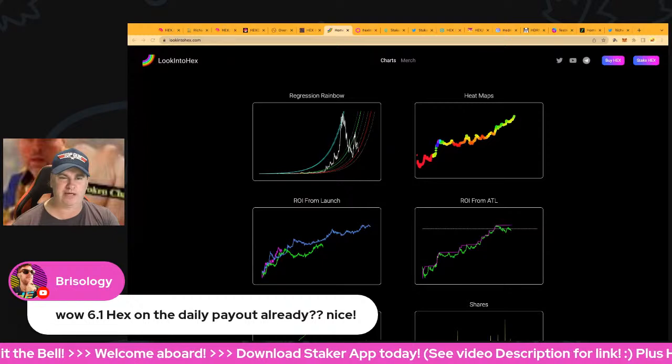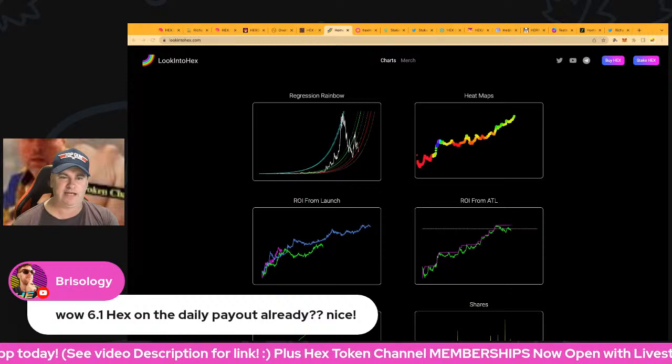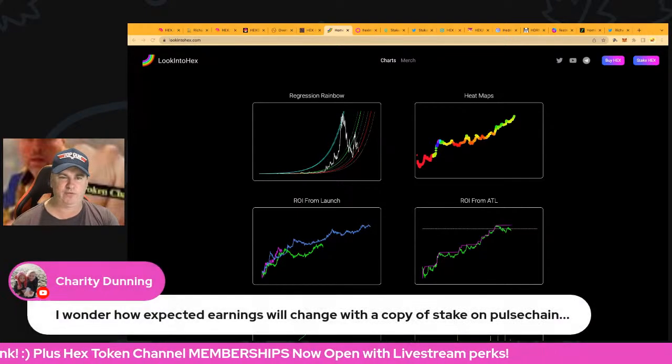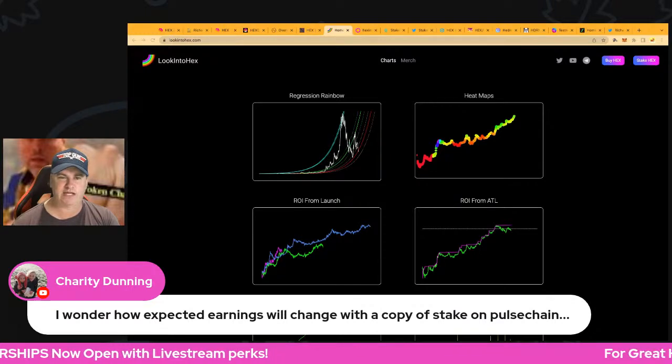Brazology says, wow, 6.1 Hex on the daily payout already. Nice. Yeah, it's so soon in the day, and we've already got such a good payout for Hex staking. And no matter what happens with the price, you're always getting paid the Hex per T-share. Very, very cool.